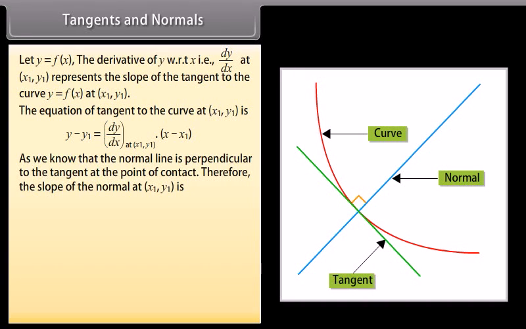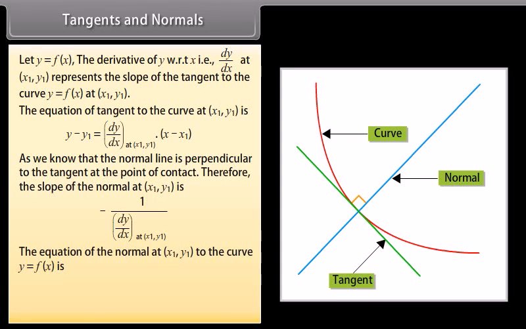As we know that the normal line is perpendicular to the tangent at the point of contact, therefore the slope of the normal at x1, y1 is minus 1 upon dy by dx at x1, y1. The equation of the normal at x1, y1 to the curve y is equal to f of x is y minus y1 equals minus 1 upon dy by dx at x1, y1 into x minus x1.